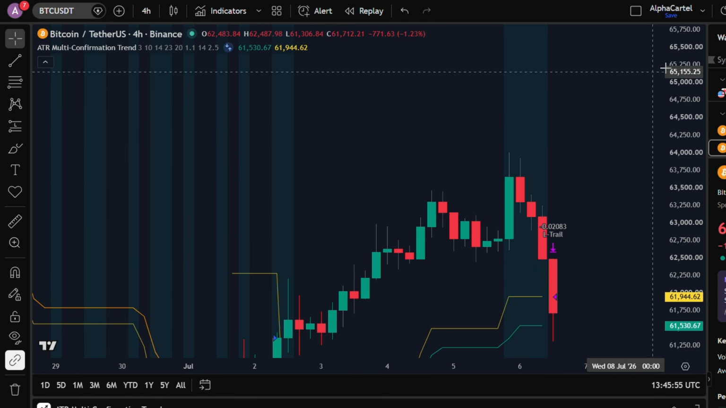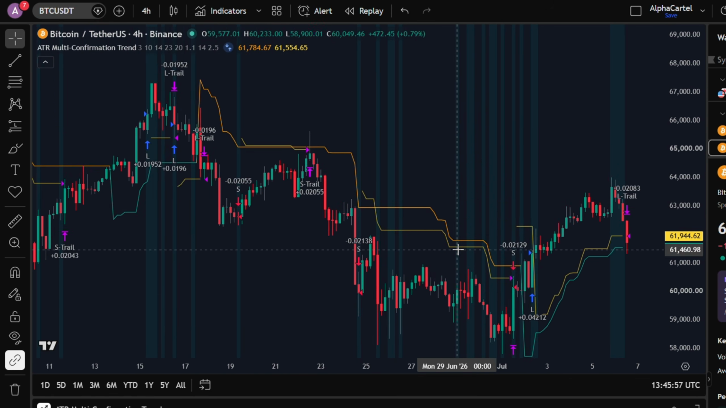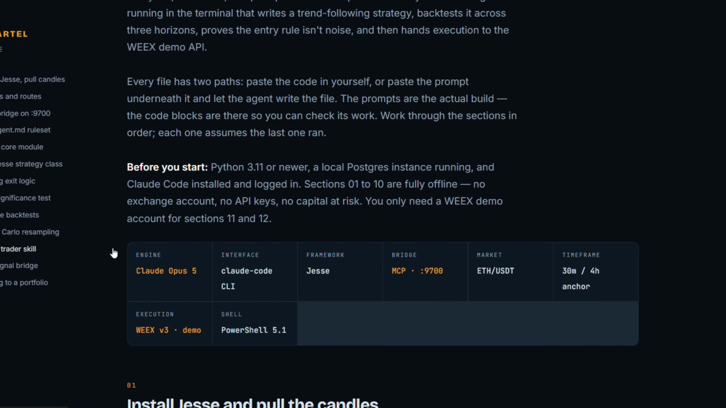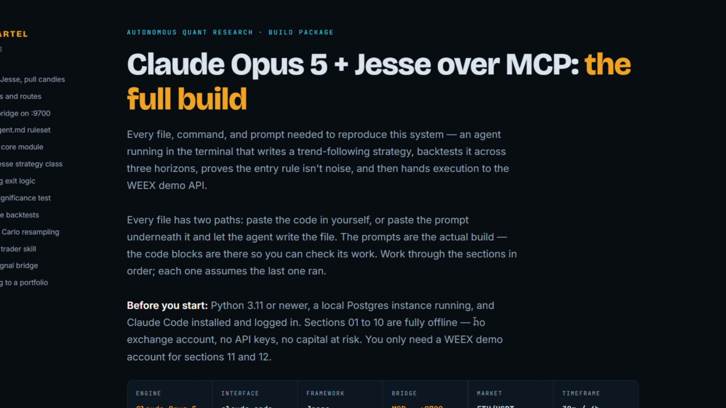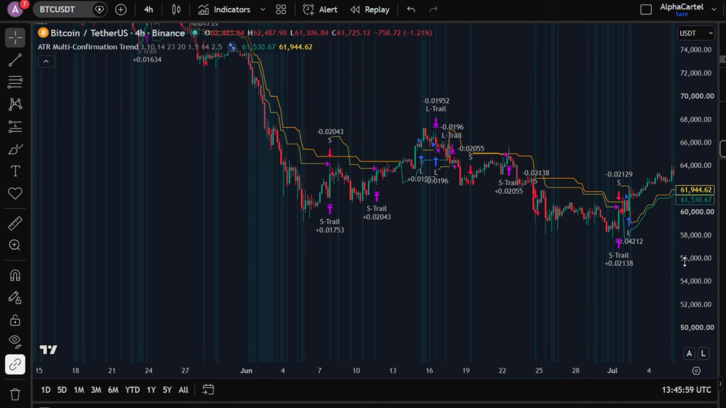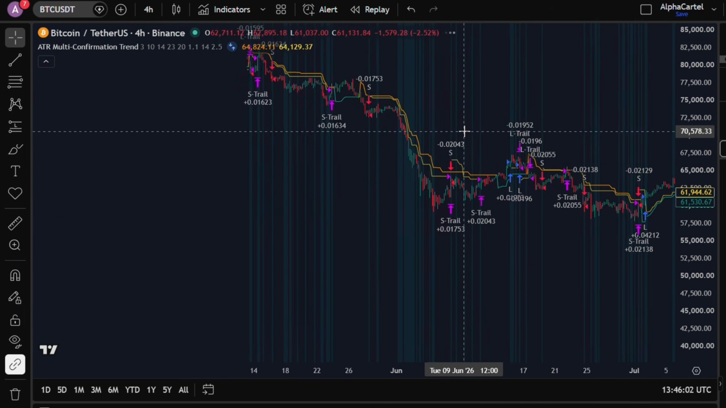Most AI trading content stops at the chat window. You describe a strategy, the model hands back a block of Python, you paste it somewhere, it throws an import error, and you paste the error back. That loop has a human bottleneck in the middle of it, and the human is the slow part.